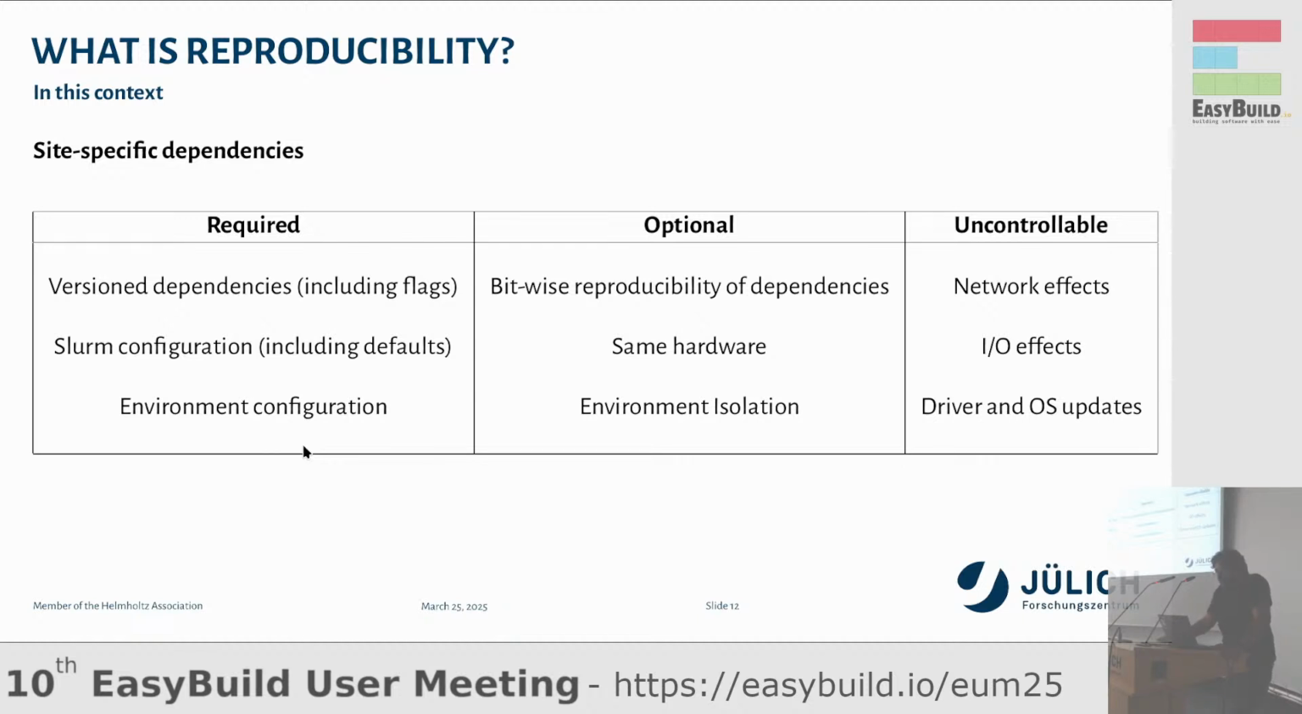And then sometimes when the hardware goes bad, you want to be able to test on the exact same hardware again, to make sure that that is the hardware which is the problem, and it's not a transient bug or something. And environment isolation is ideal again, but I think sometimes it's almost impossible to achieve, and sometimes even counterproductive. So I put it optional. And then there are uncontrollables like network effects, IO effects, parallelizations, driver and OS updates.